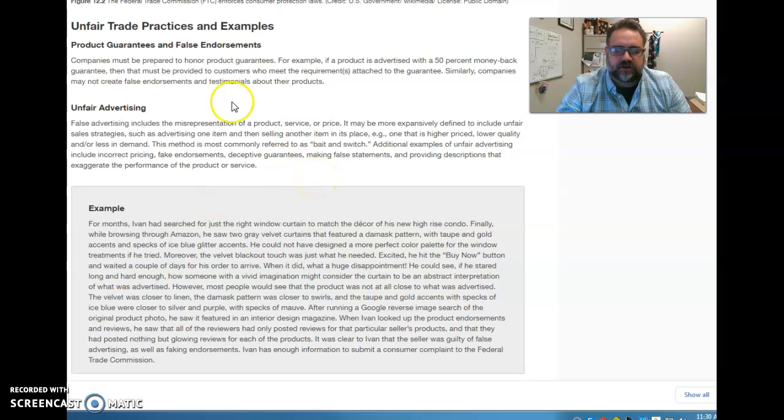And so unfair trade practices and examples: product guarantees and false endorsements. Companies must be prepared to honor product guarantees. For example, if a product is advertised with a 50% money-back guarantee, then that must be provided to customers who meet the requirements attached to the guarantee. Similarly, companies may not create false endorsements and testimonials about their products.